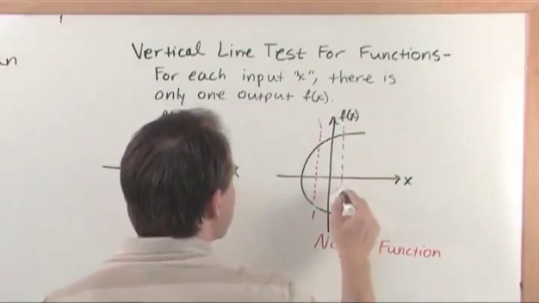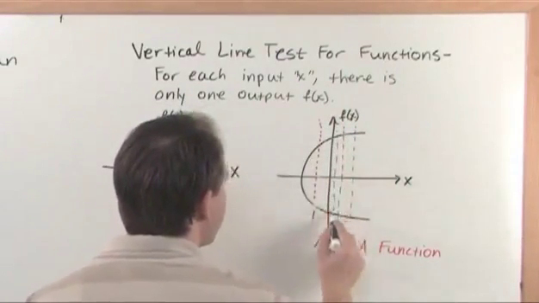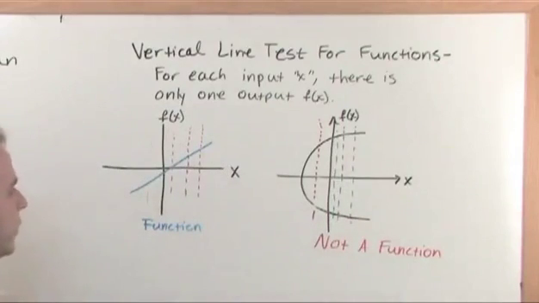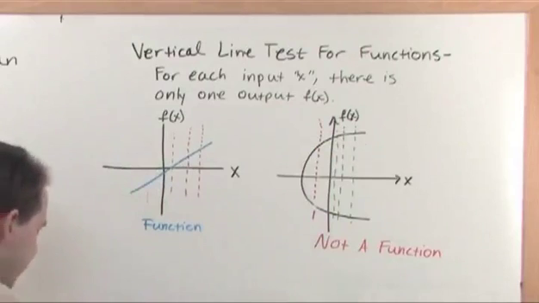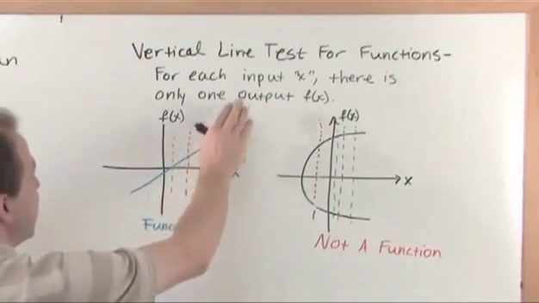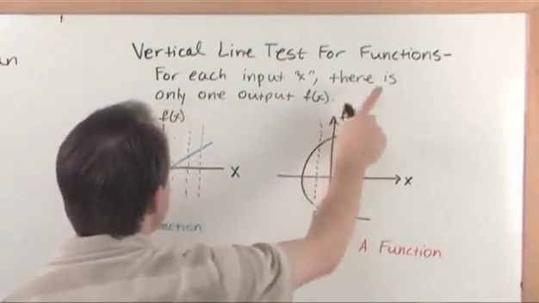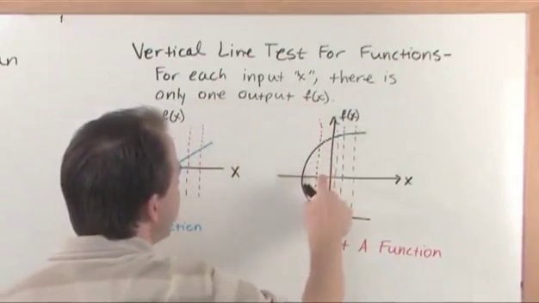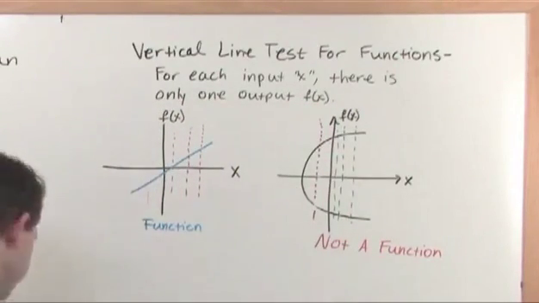You can draw lots of vertical lines here, and you'll see that each one crosses in more than one place. So it only takes one. It only takes one violation of one vertical line for you to find, and if you find one of those vertical lines crosses in 2 spots, then this is violated, because it says for each input x, which is this line here, there is only one output, f of x. You found a contradiction here in lots of different places, so that is not a function.